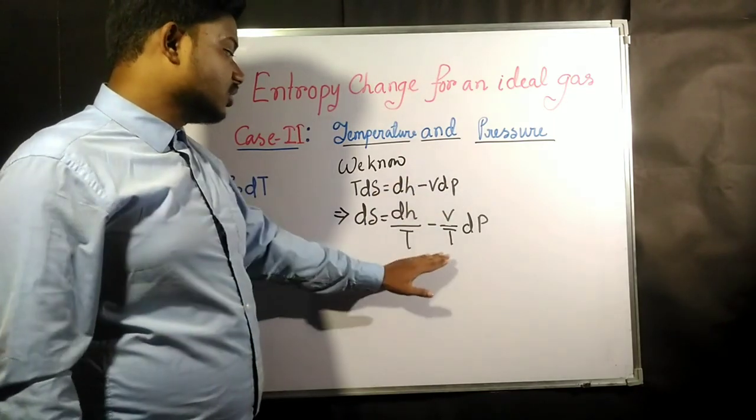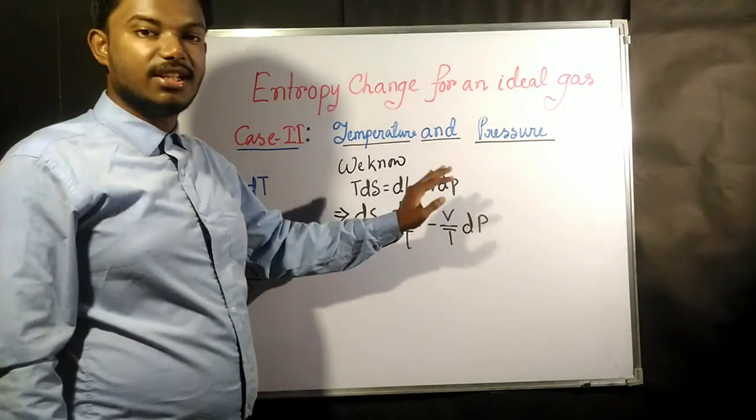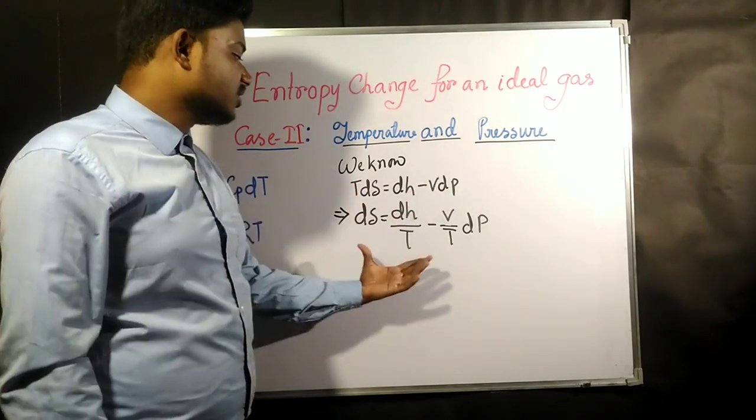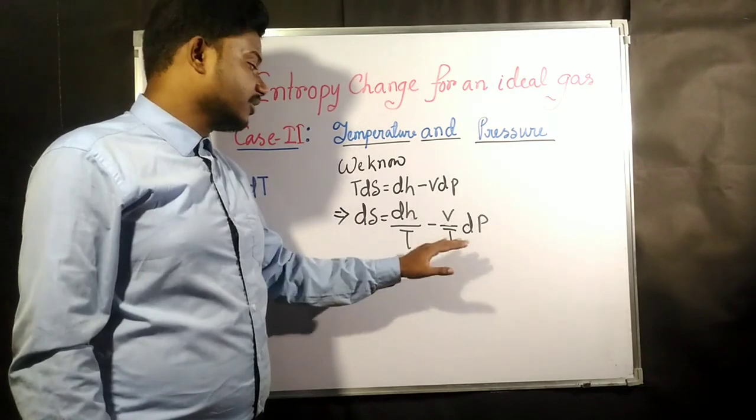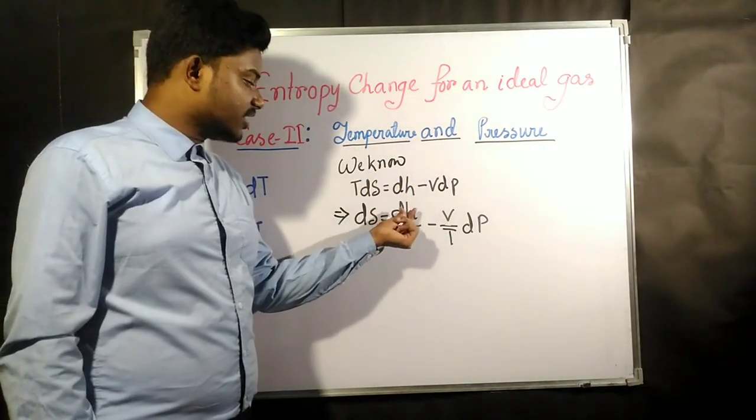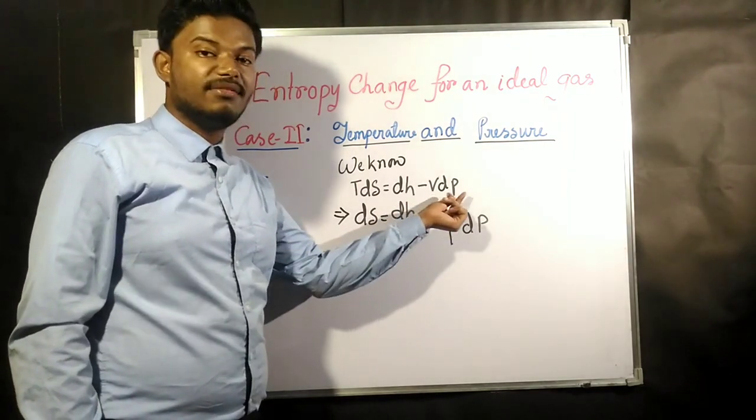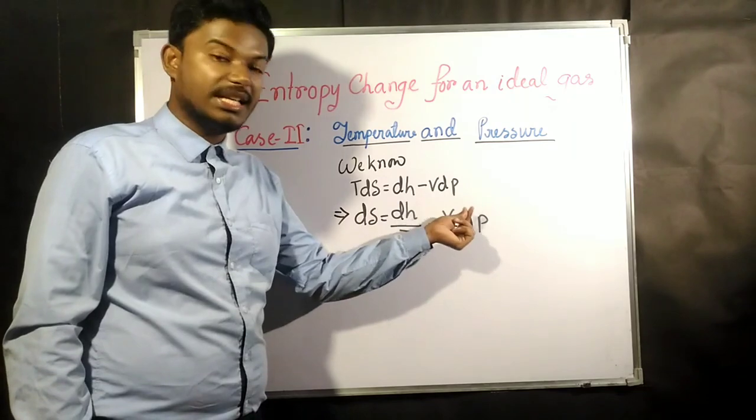Now the similar thing is going to happen here. We are dividing the total equation by T, so this is the expression which we are getting after dividing by T. Now in the previous equation we had dU and P into dV. Now here it is V into dP.